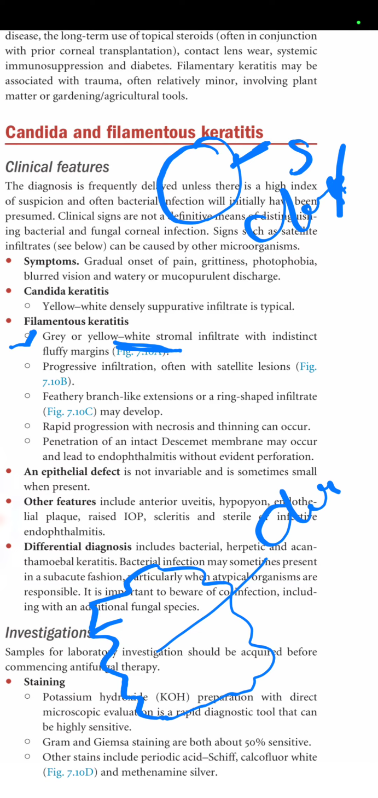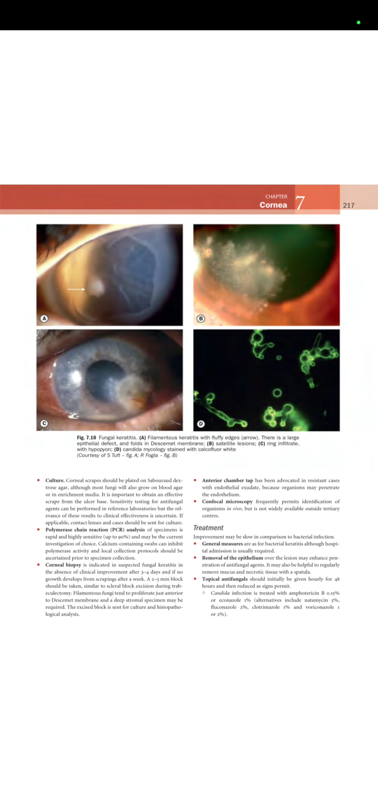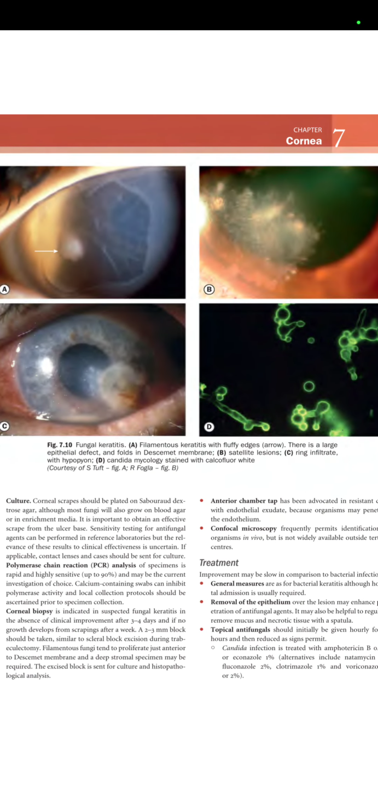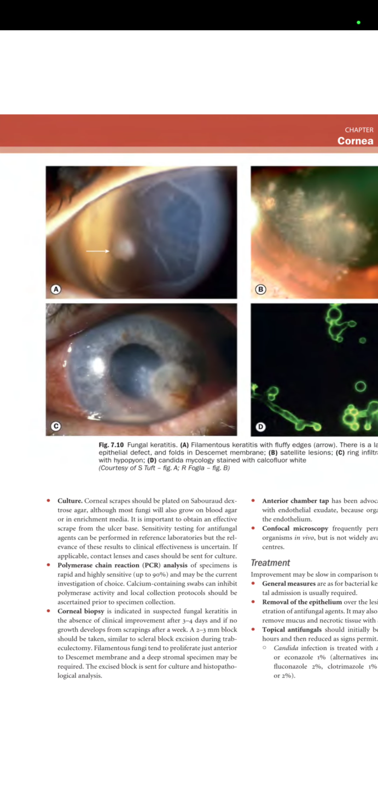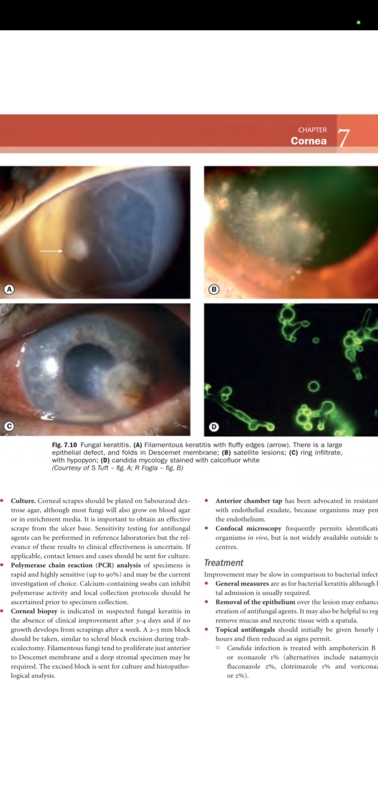Now we can see figure 7.10a for that. This is figure 7.10a, filamentary keratitis with fluffy edges. So you can see that this is a keratitis and its borders are very fluffy. There is a large epithelial defect and folds in the Descemet membrane as well. So you can see here some kind of epithelial defect and the folds in the Descemet membrane.